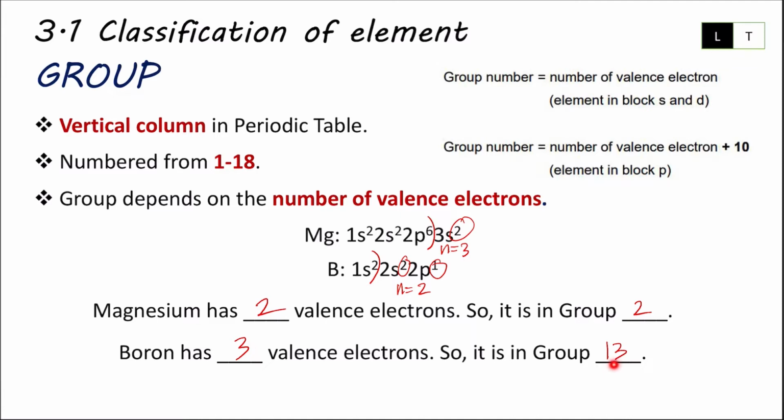Please make sure you use a number to indicate the group. Please don't write it like this, for example writing "group two" for magnesium. This is wrong. You have to write down "group" and then the number 2. This is the correct one. Same goes for the period.